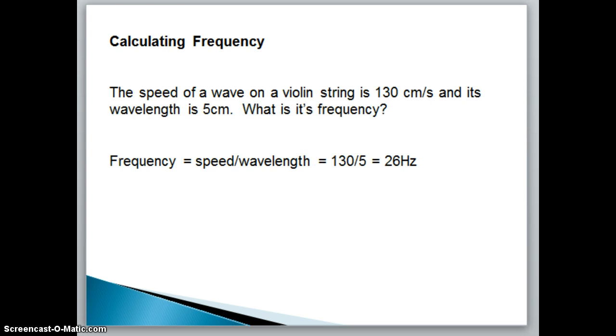So here's another example of being able to calculate frequency. The speed of a wave on a violin string is 130 centimeters per second, and its wavelength is 5 centimeters. What is its frequency? Well, you take the speed of 130 centimeters per second and you divide it by 5 centimeters. The frequency would be 26 hertz.